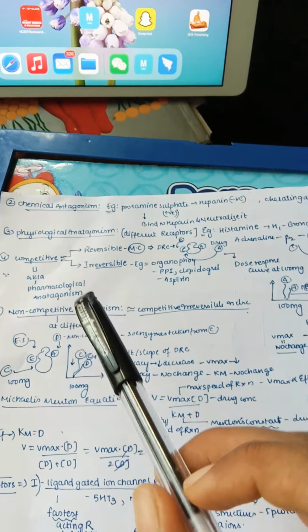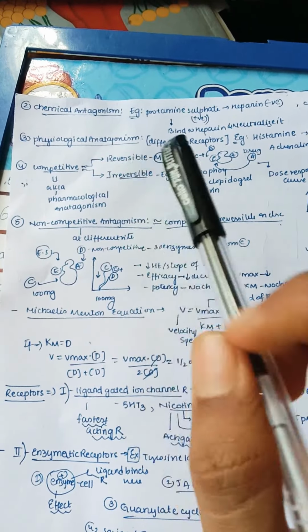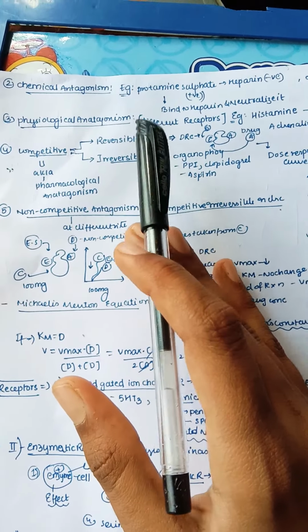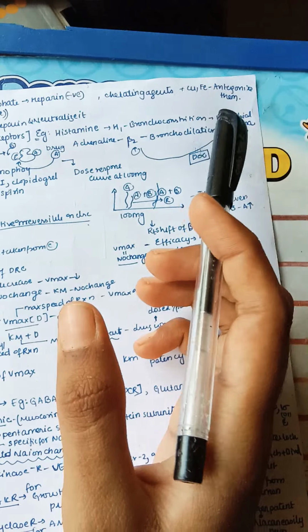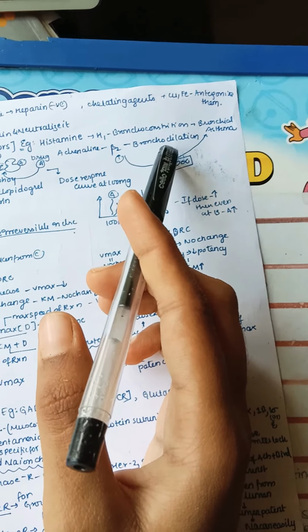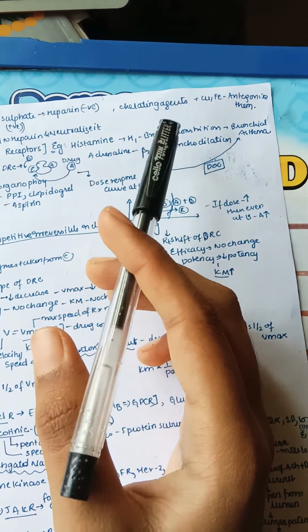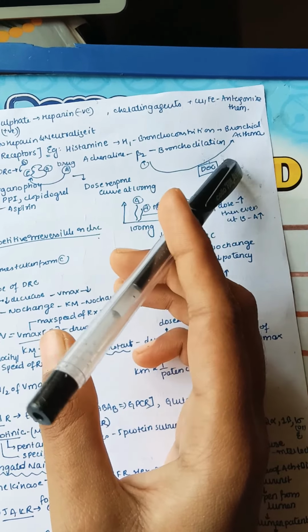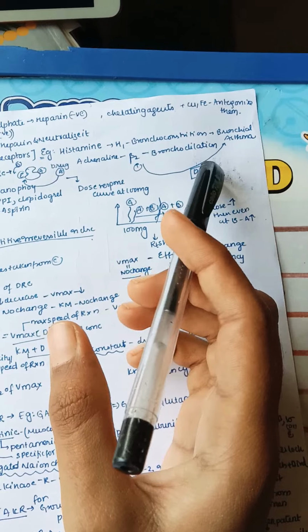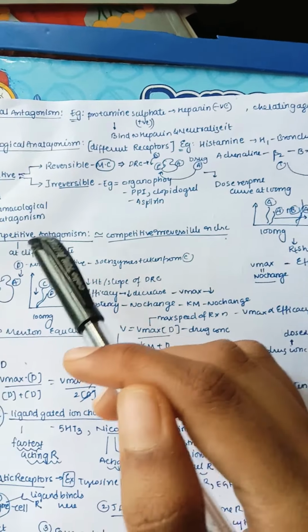Next, coming to physiological antagonism. Here they bind to different receptors. For example, histamine H1 causes bronchoconstriction, and adrenaline at beta 2 leads to bronchodilation. Here beta 2 agonist is used as the drug of choice for bronchial asthma.